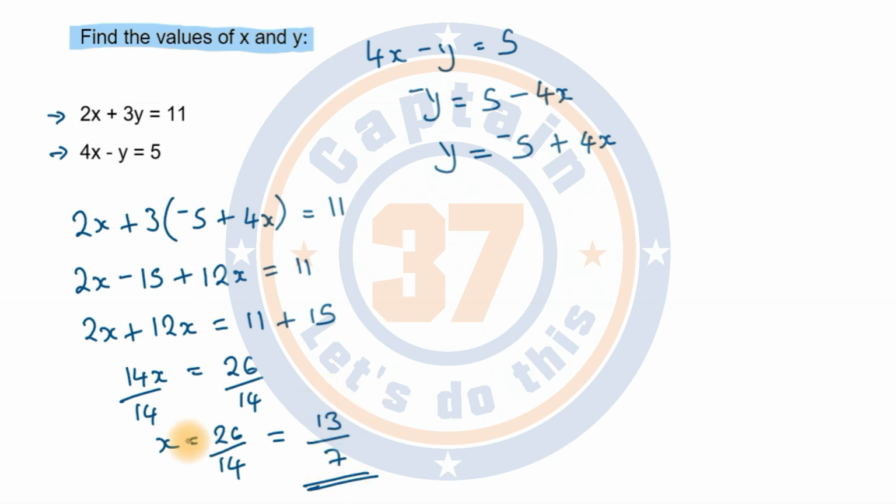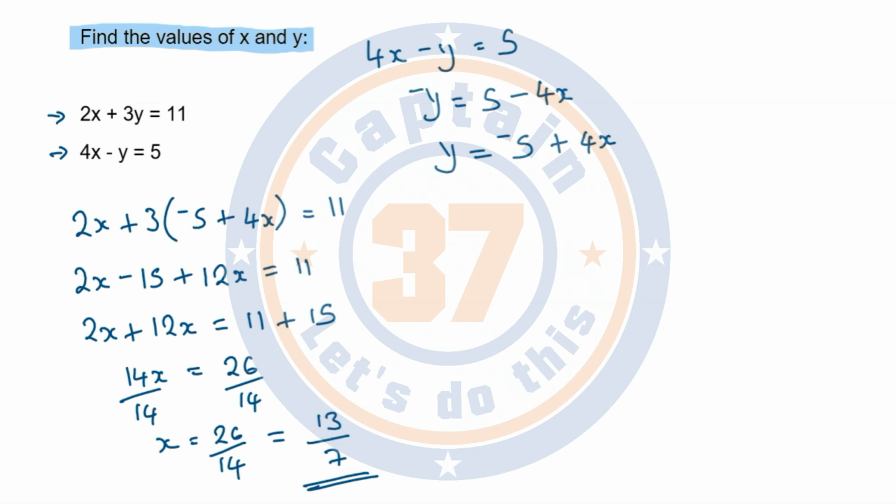If you get this as the value of x, what then is going to be the value of y? I need you to find the answer. All that you're going to do is substitute. Where there's x, you are going to put 13 over 7. So you can pause this video, try out your calculation, then come back after you have done your calculation so that I can tell you what the answer is.